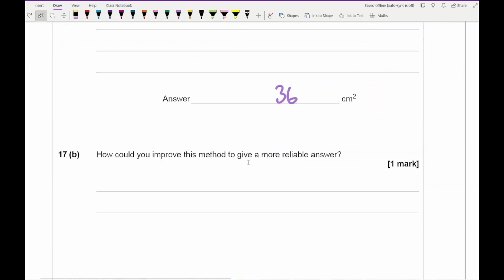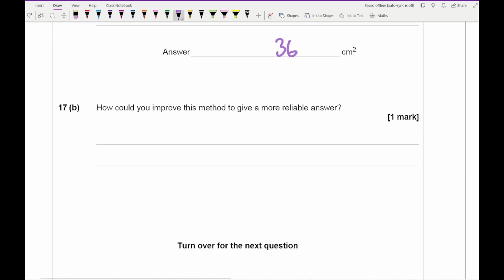It then says, how could you improve this method to give it a more reliable answer? Well, again, a couple of things you could say is you could say use smaller or more dots. And there we go. But I would say probably more dots would be a better answer. So use more dots.